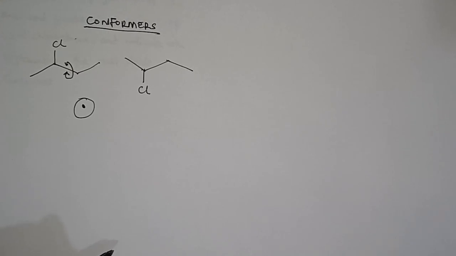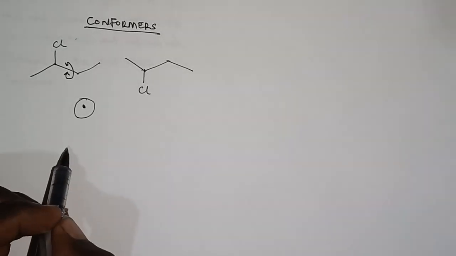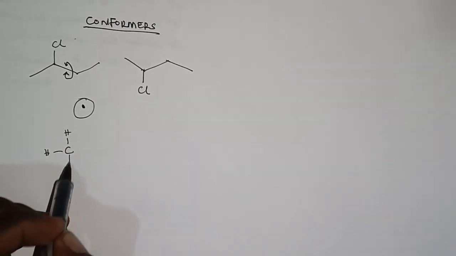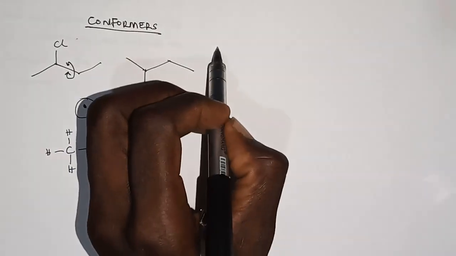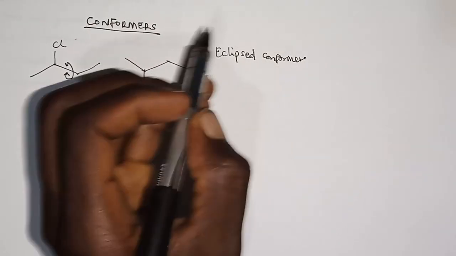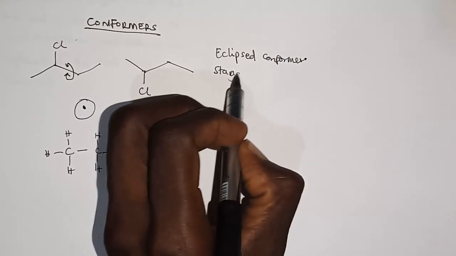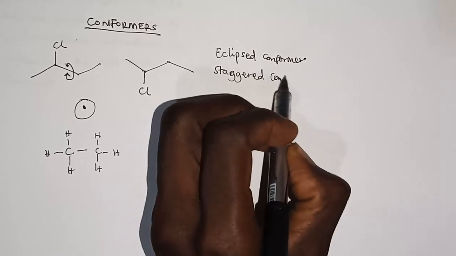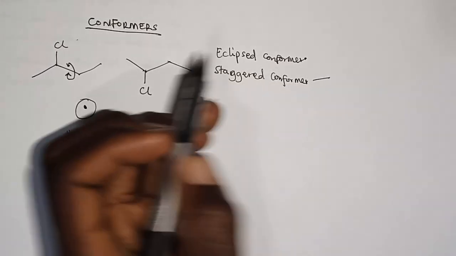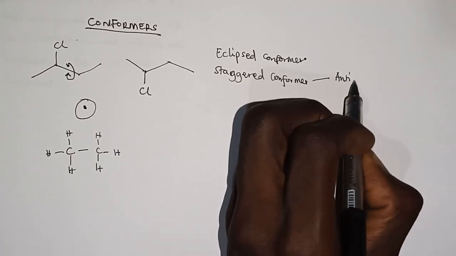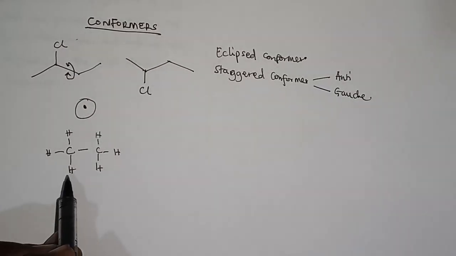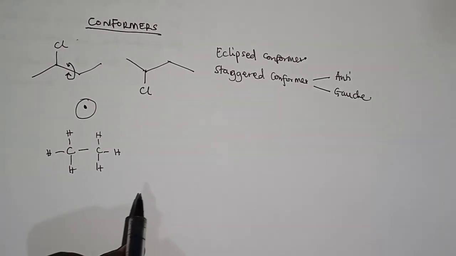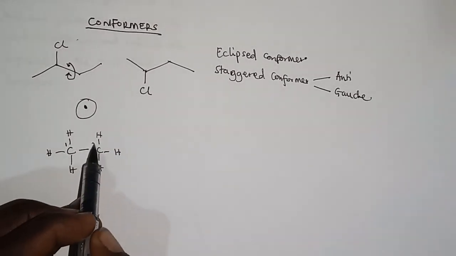So now, let's draw the Newman projections for ethane. So this is ethane. Ethane is CH3, CH3. So we have the eclipse conformer, and then we also have the staggered conformer. Under the staggered conformer, we have the anti-conformer, and then we also have the Gauss conformer. So let's draw the Newman projections of ethane, and then let's look at the difference between the eclipse conformer and then the staggered conformer. So this is carbon 1 and carbon 2.